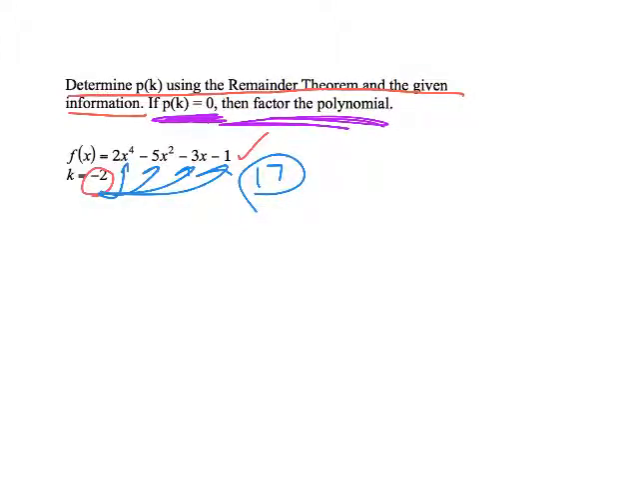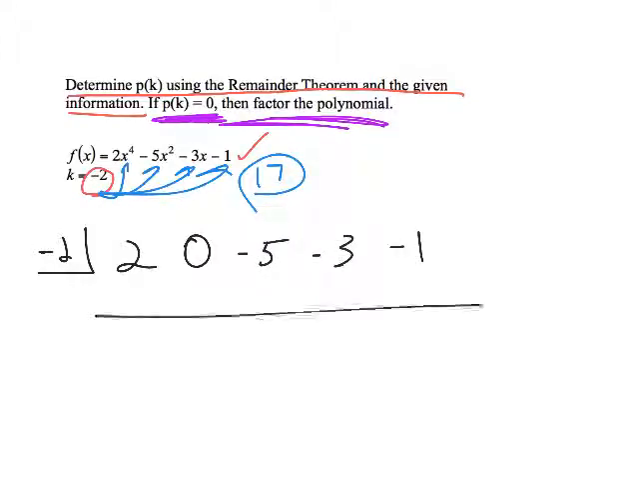So this first one, we're going to do our synthetic division. Our -2 is heading over here, right? Okay, and we've got a 2x to the fourth, a 0x cubed, a -5x squared, a -3x, and a -1. As always, you bring that first number straight down, and then remember, guys, you are going to multiply diagonally, and you are going to add vertically.